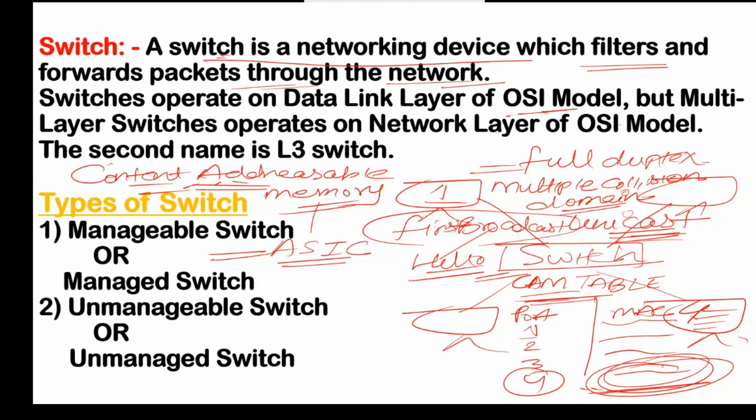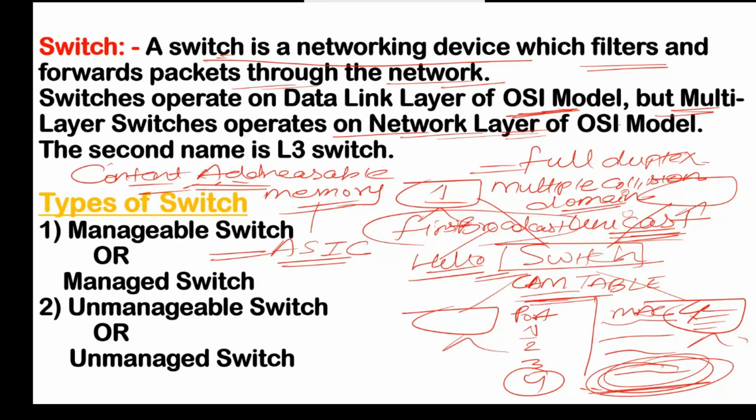A switch operates on the data link layer of the OSI model. As we discussed, it works on the data link layer because the MAC address is available here. But a multi-layer switch operates on the network layer. In the market, multi-layer switches are also available. That means there is some functionality like a router, not all the functionality, but some. That type of switch also handles the IP address; it can work on IP addresses also.